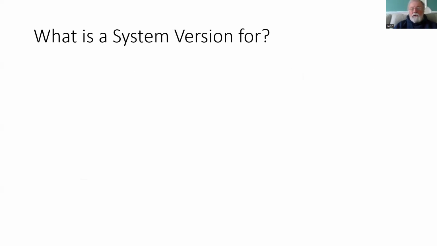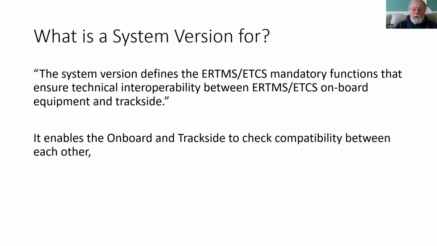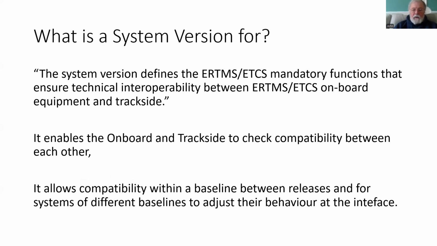So I mentioned system version. What's it for? Well, it defines the mandatory functions to ensure the technical interoperability between the track and the train. So it's a method of the onboard and trackside checking that they're compatible with each other, and it can be used to adjust the behavior of both of them so that they can increase that compatibility. It is used to get compatibility within a baseline between the releases, and also for systems of different baselines to adjust their behavior.